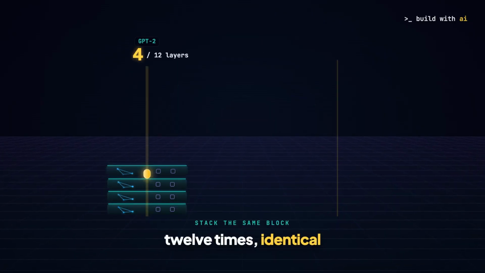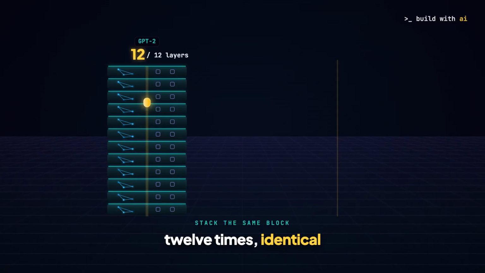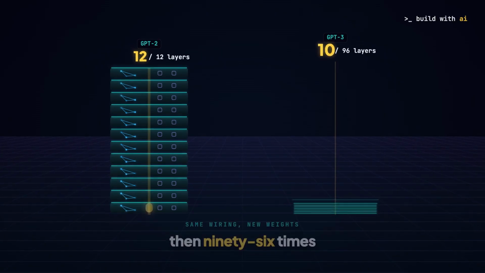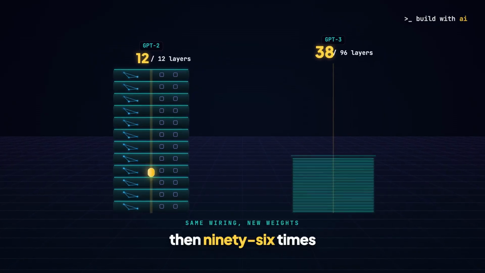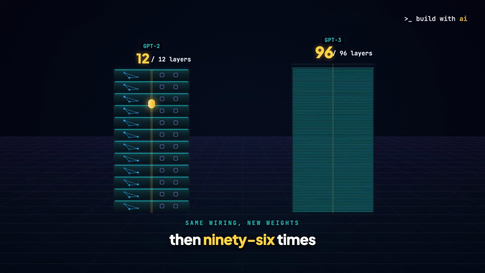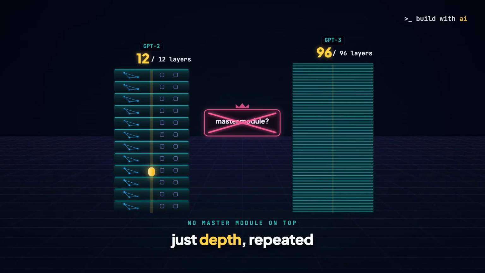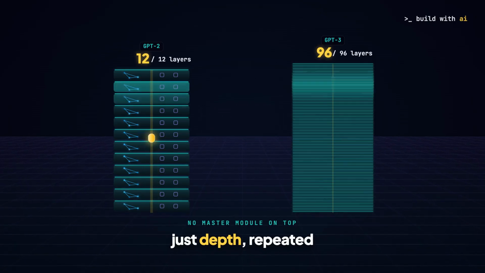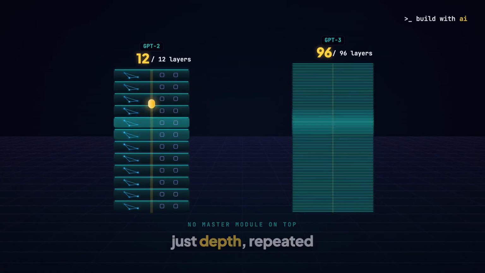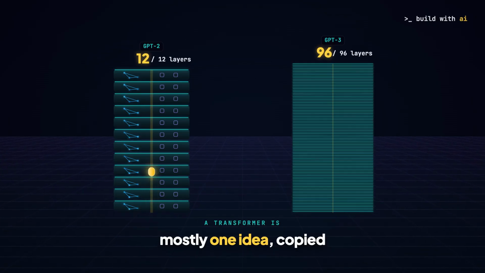GPT-2 stacks this exact block 12 times. GPT-3 stacks it 96 times. Same wiring in every layer, just different learned weights. There's no grand master module sitting on top. The power comes from depth, the same refinement applied again and again and again. Stack more identical floors and the building gets taller, not fundamentally different. A transformer is mostly one idea, copied.